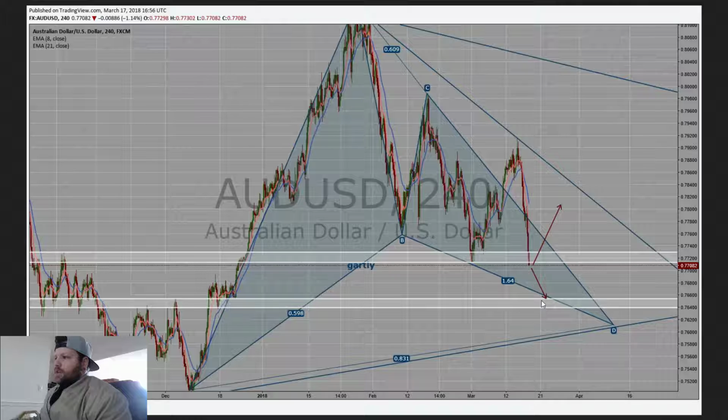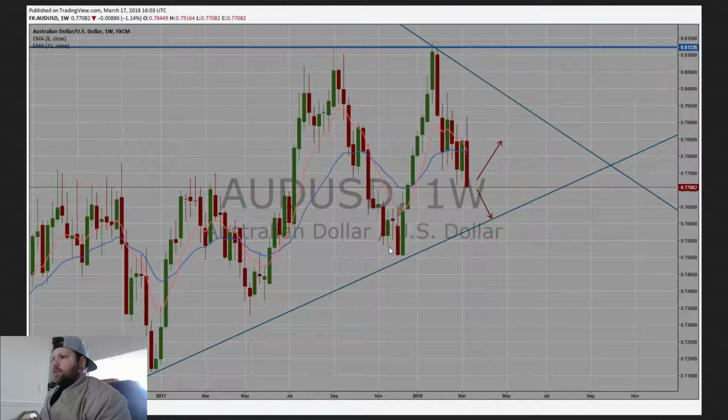If not, we'll see at least a retest of this, which price could bounce around between these two zones before completing the Gartley pattern, which lines up pretty well with the trend line that I have drawn on the weekly time frame, this trend line right here.